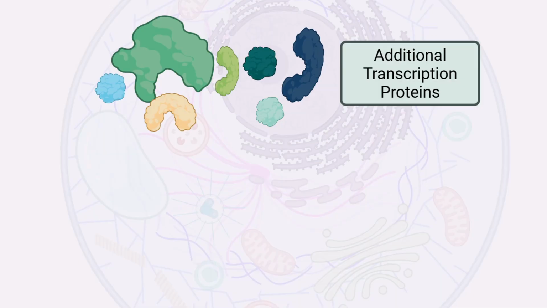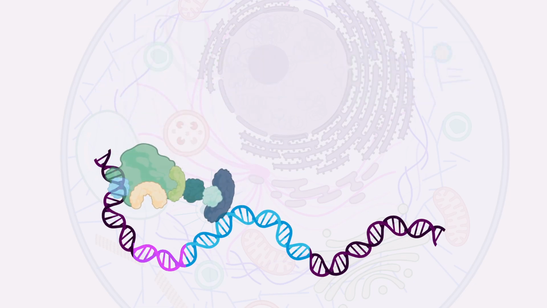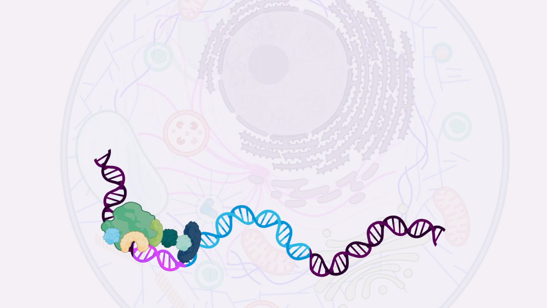But how does it know which one to make? Let's rewind back a whole topic and a few bad jokes. Remember how I said a lot more proteins besides RNA polymerase were involved in transcription? Well, some of those are what we call transcription factors. They will recognize specific promoter sequences, attach, and serve as a landing site for the RNA polymerase.